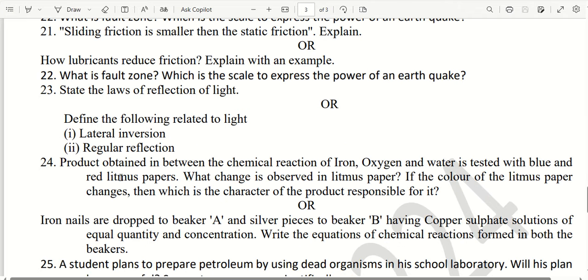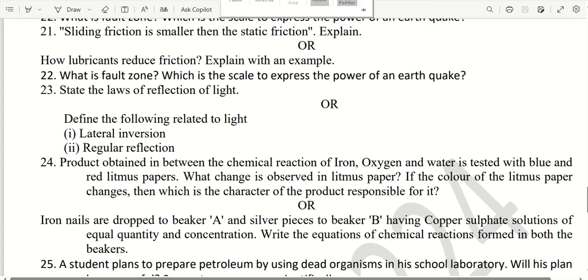And 24th: the product obtained in the chemical reaction between iron, oxygen and water is tested with blue and red litmus paper. What change is observed in the litmus paper? If the color of the litmus paper changes, then which chemical property of the product is responsible for it?